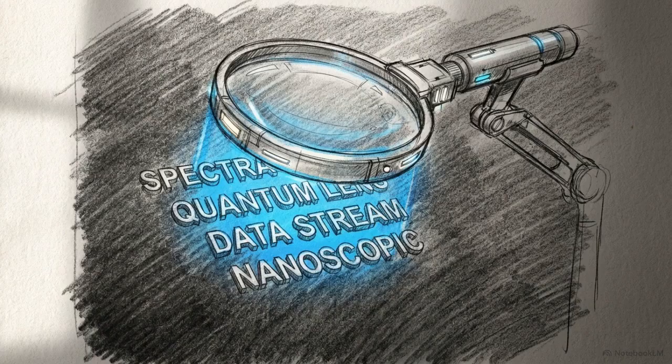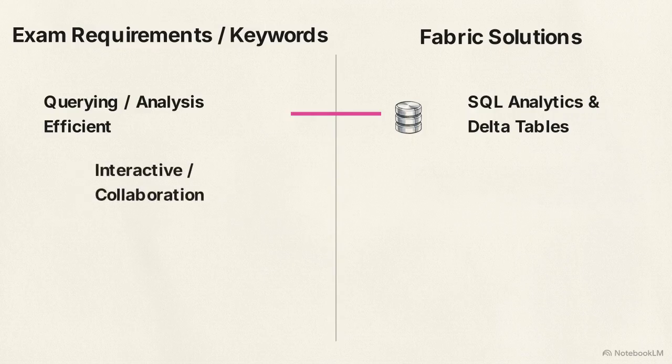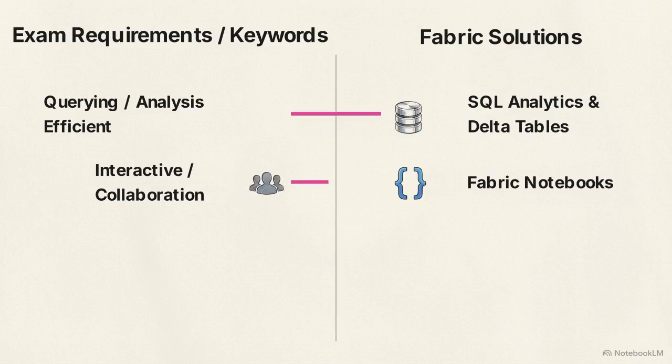Beyond velocity, Microsoft uses specific qualitative language to point toward mandatory architectural components. This matrix shows the direct link between requirements and tools. When a prompt highlights the need for querying, analysis, or efficiency, the solution will involve SQL analytics endpoints and delta tables. If the focus shifts to interactive data exploration or team collaboration, the architectural answer shifts to notebooks.